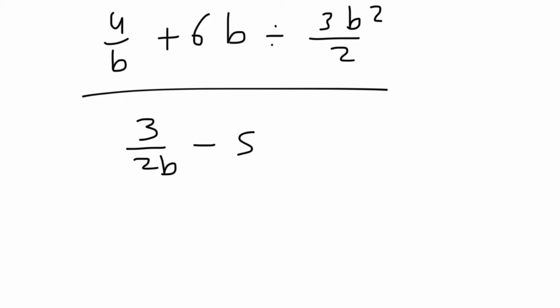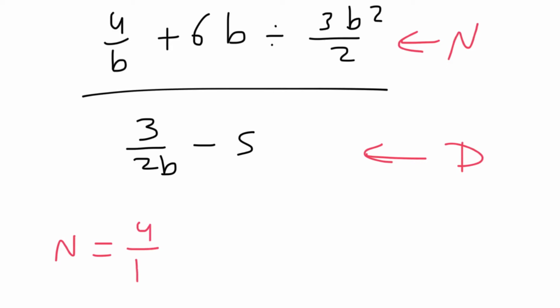So I want to simplify this complex fraction, and I should really simplify the numerator and then simplify the denominator, and after that I divide them. Okay? So to simplify, let me just call this numerator n, and I call this denominator d, and then I look at each one. So the numerator is 4 over b plus 6b.